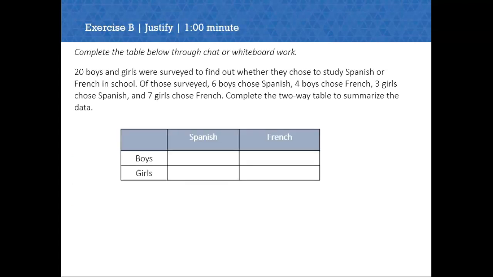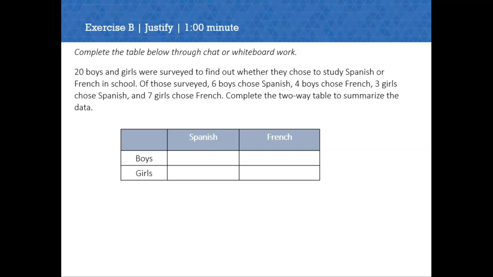So let's take a look. Now we're going to complete the table below. So this is a two-way table. We have boys and girls, Spanish and French. It's okay if you put boys and girls up here and Spanish and French down here. But what we see is this box right here would be the number of boys who chose Spanish. Over here would be the number of boys who chose French. Next, we would have right here the number of girls who chose Spanish. And then finally in this last one, we would have the number of girls who chose French.